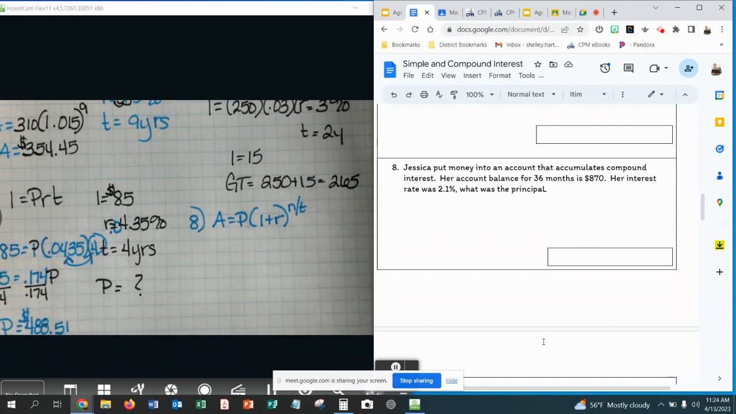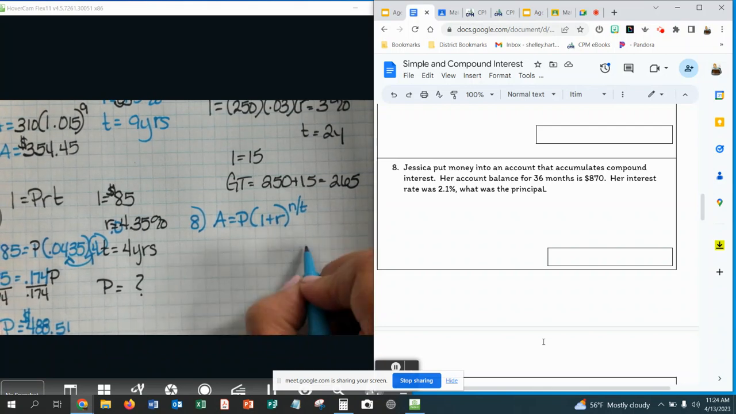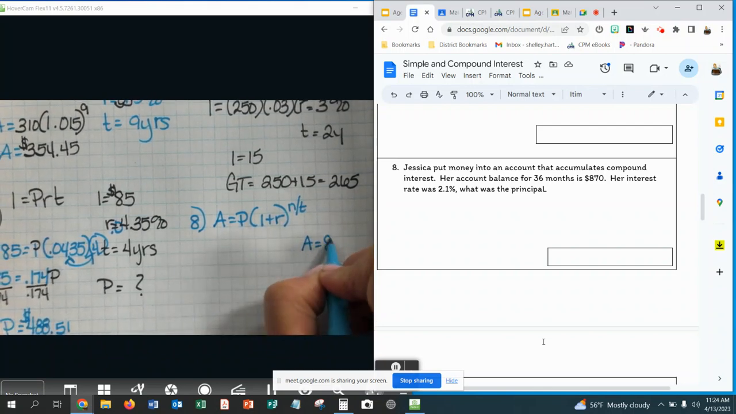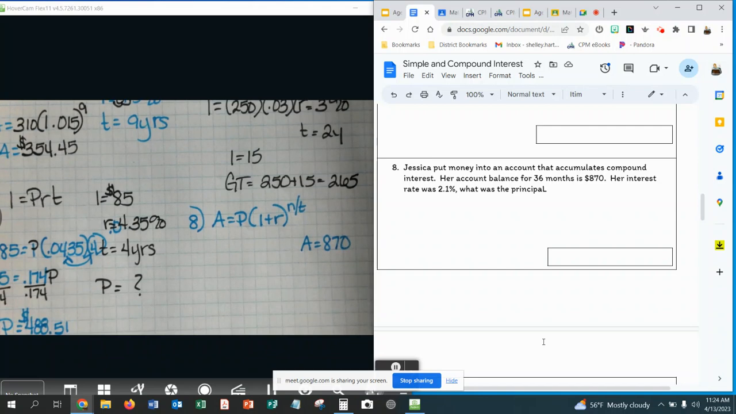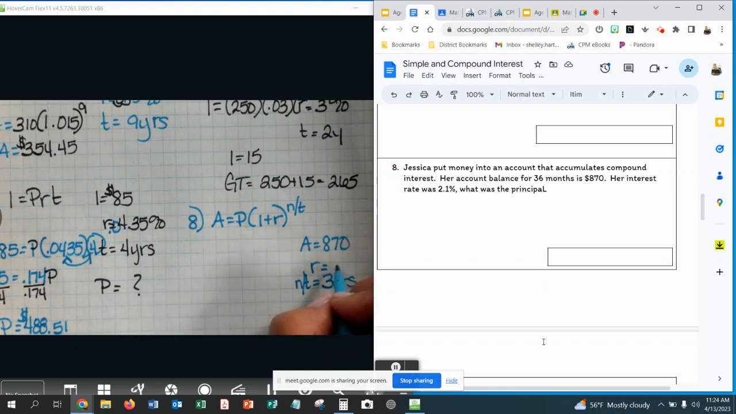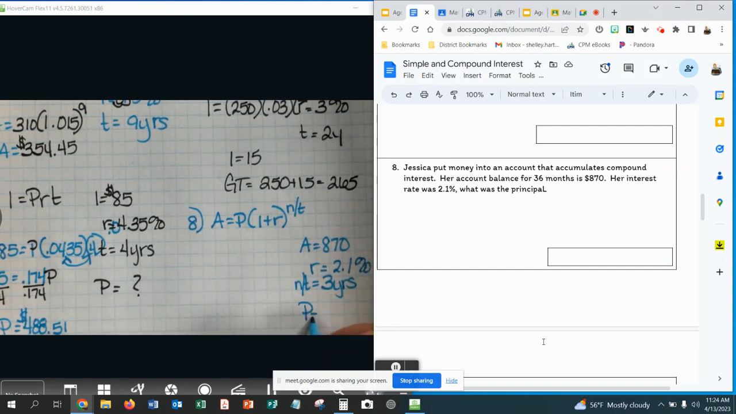Her account balance after 36 months is $870. So A equals 870. Her time, or N, is 36 months, which is 3 years. What's our rate? 2.1. Do we have a principal? Nope. How am I going to set this up?